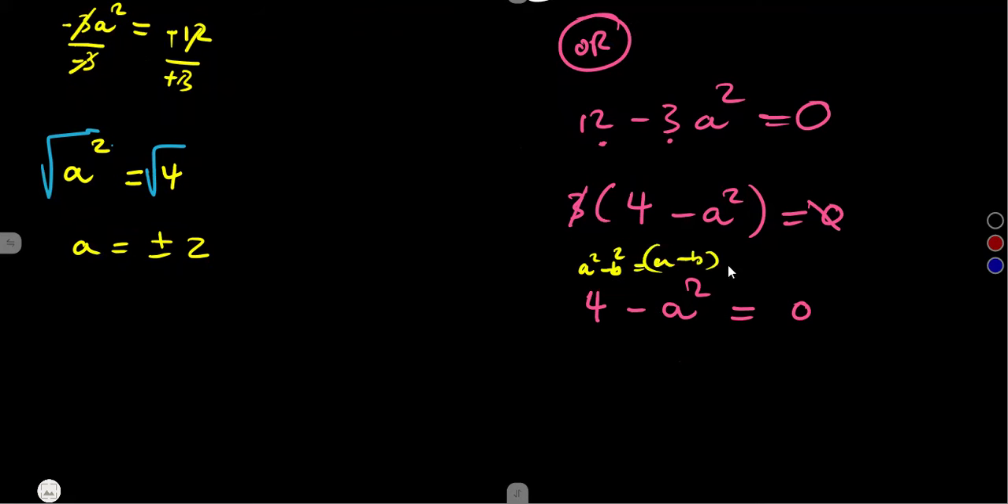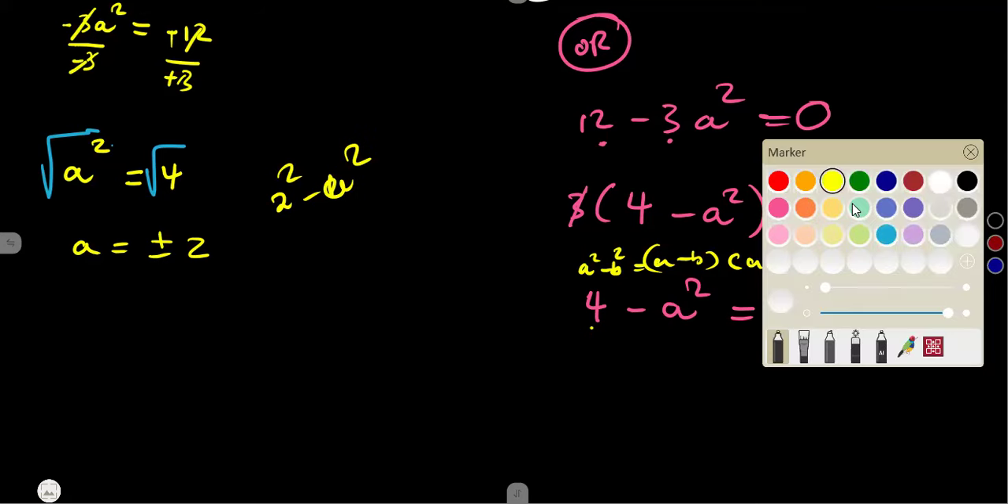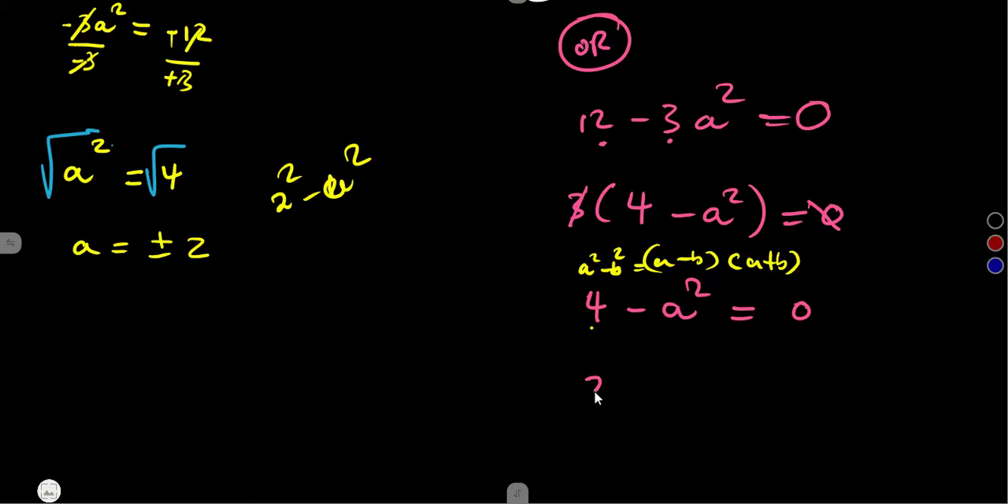So from our difference of 2 squares, guys, we can simply apply this because this 4 is the same as what? 2 squared. 2 squared minus a squared. The square root of 4 is what? Is 2. So from our difference of 2 squares, it's going to be 2 minus a, another bracket, 2 plus a, which is equal to 0.